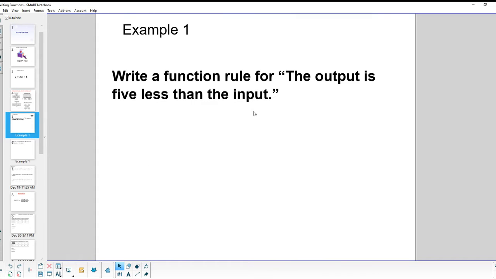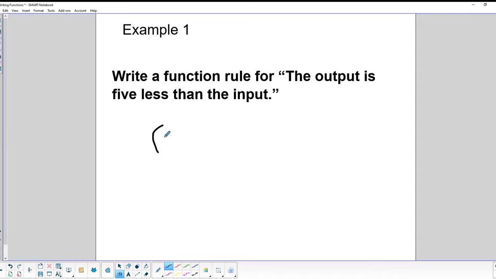So let's start with this one. We're going to write a function rule for the output is 5 less than the input. So I'm going to grab my little pen here. Remember, to write a function, we usually do f of x, or we could have written y there, equals, and then the output is 5 less than the input. So if this is the input, then we have to decrease it or take away 5 from it to get the output, which is what we'll see on this side. So f of x equals x minus 5. That would be our first example.